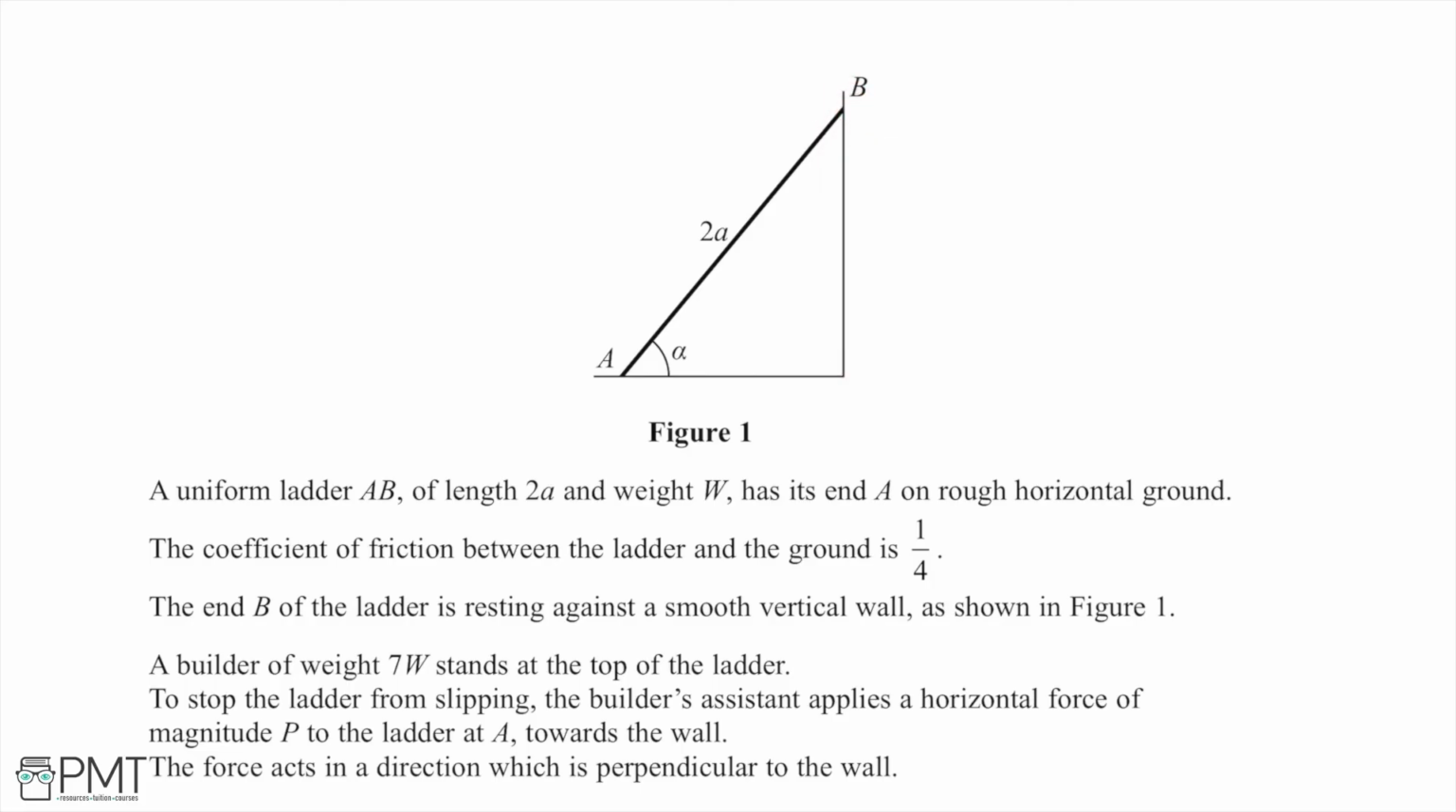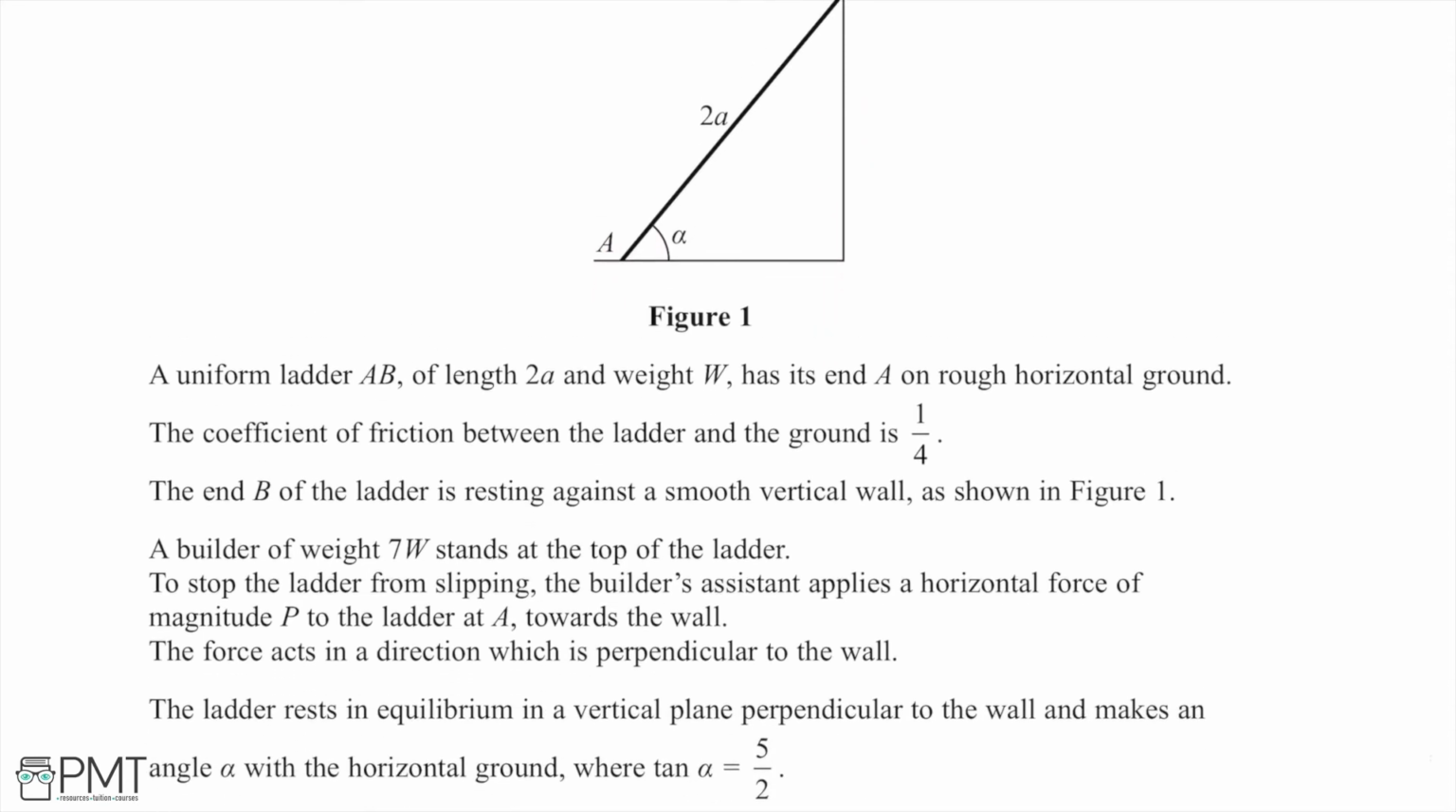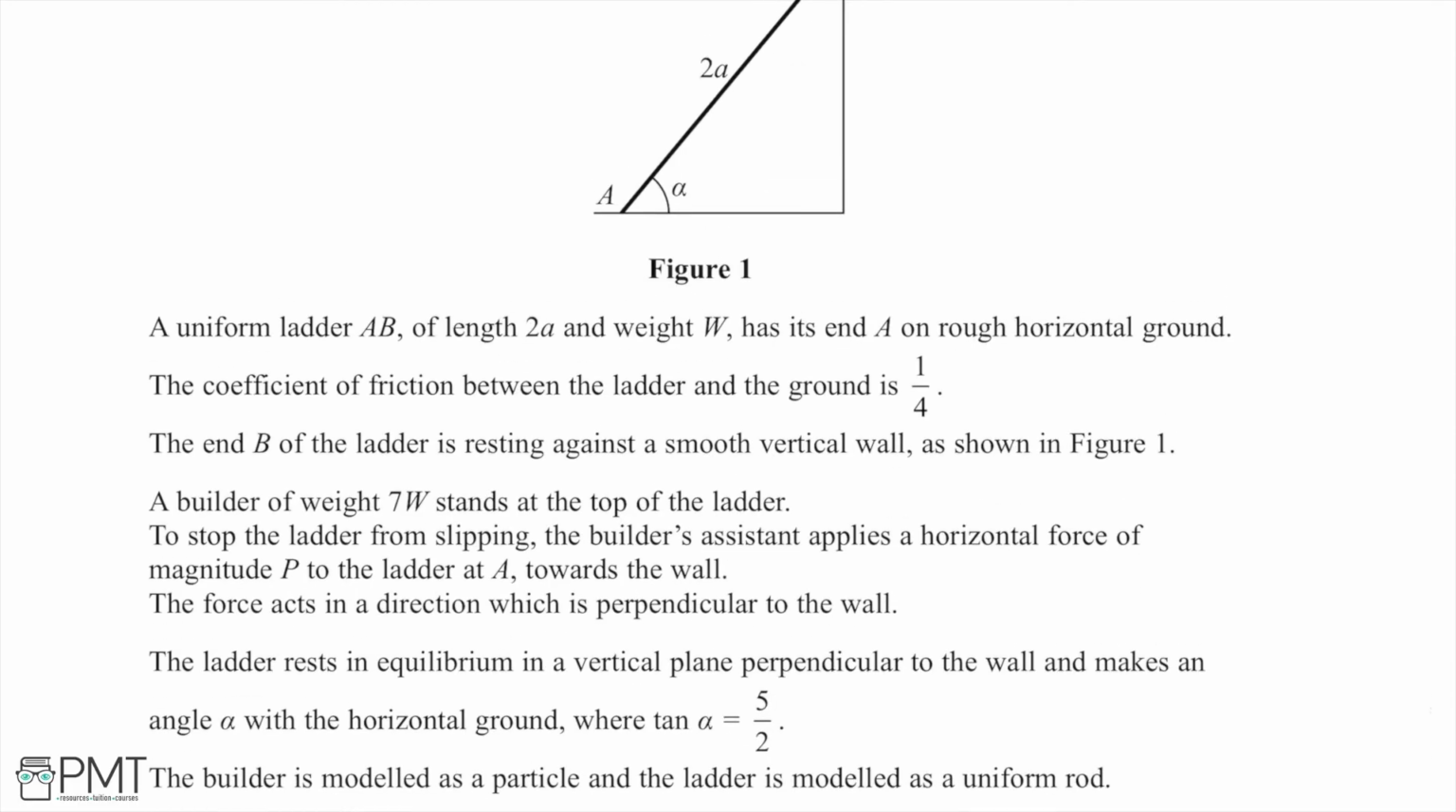We're told that a builder of weight 7W stands at the top of the ladder. So he is here, and to stop the ladder from slipping, the builder's assistant applies a horizontal force of magnitude P to the ladder at A. The force acts in the direction which is perpendicular to the wall. So we know that this is acting like that, given the wall is that way. We're told that the ladder rests in equilibrium in a vertical plane perpendicular to the wall and makes an angle alpha with the ground, where tan alpha is equal to 5/2. We're told that the builder is modelled as a particle and that the ladder is modelled as a uniform rod.